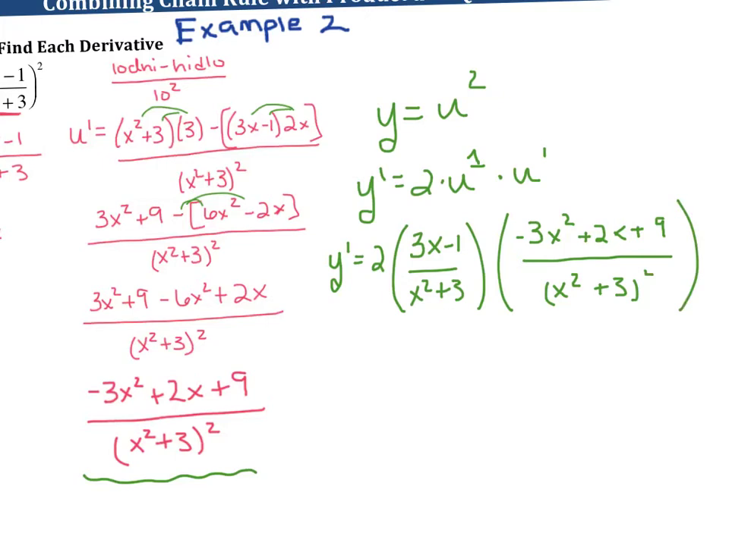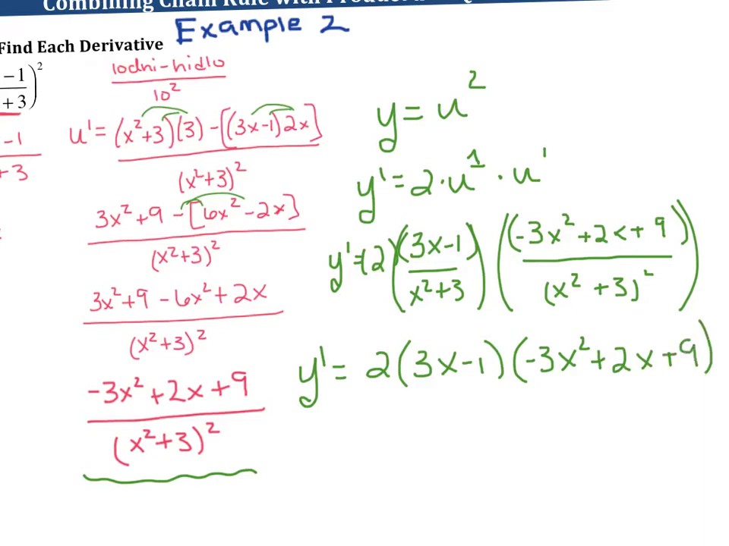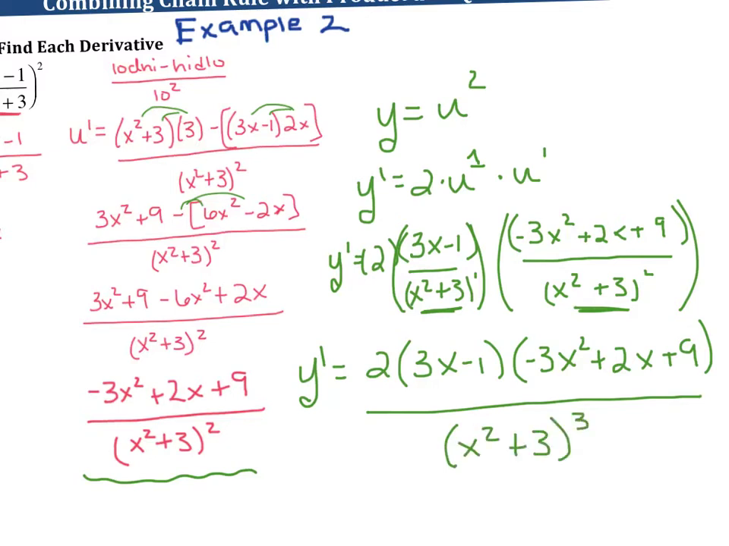And then what we're going to do is just basically combine this all into one function. Leave the numerator as the 2 and then 3x minus 1 and then this numerator. Leave all that factored because that's how they like to see it. So our final answer is y prime equals 2 on the very outside, (3x minus 1), and then (negative 3x squared plus 2x plus 9). And all of that is over, if you look, we've got another one here and one here, so we would do the first plus 2. We add our exponents whenever we multiply. And that is our answer.